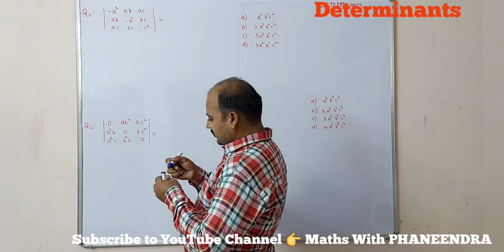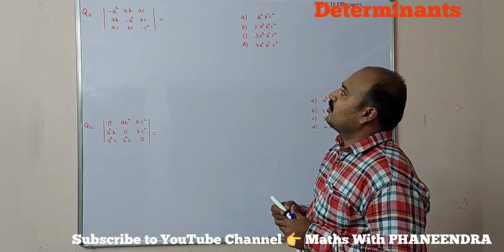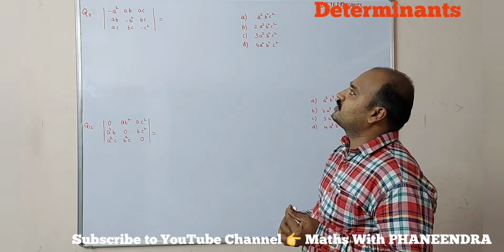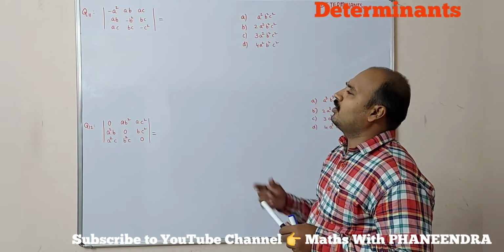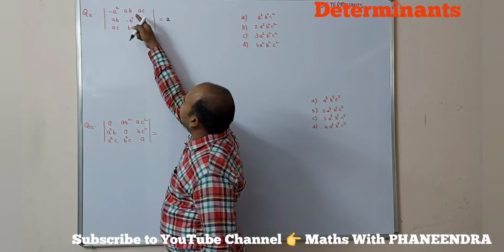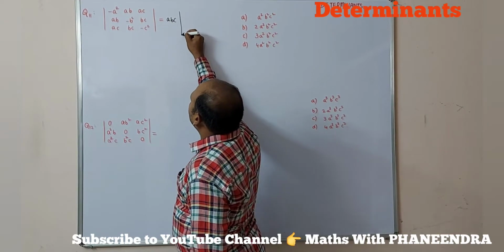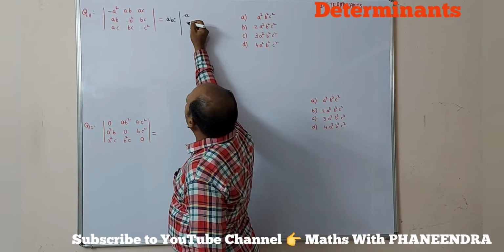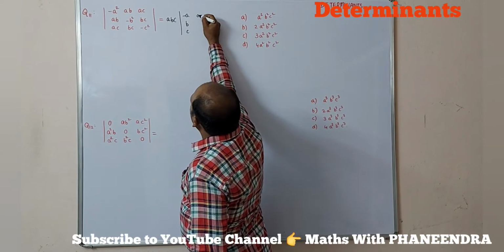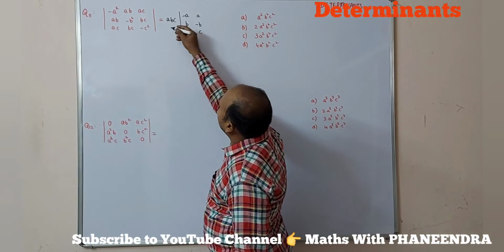See here, what I am doing is, from the first row, a we will take common, not only first row, first column also. From the first column, a take common. From the second column, b take common. From the third column, c take common. So after taking common, it will become minus a, b, c. Next, here b we have taken common, so a, minus b, c. In the third column, c we have taken common already, so a.